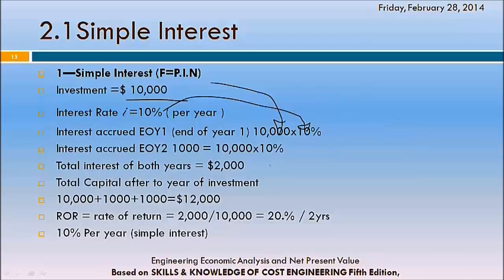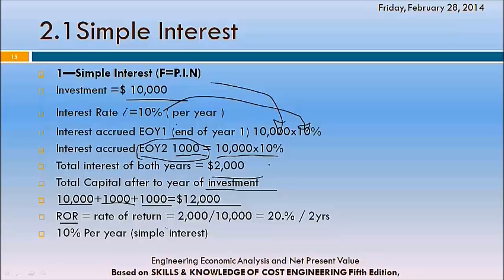where is the cursor? Here. Okay, so at the end of year number 2 also you're going to get again $1,000, which is 10,000 into 10%. There is no compounding effect. So 1,000 and 1,000, 2,000, the total capital after the end of investment is going to be 10,000 plus the first year plus the second year, as simple as that, 12,000.